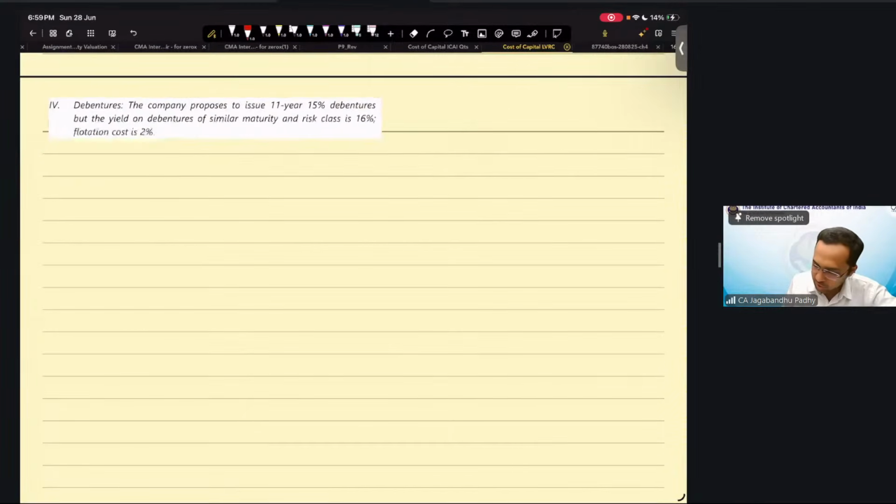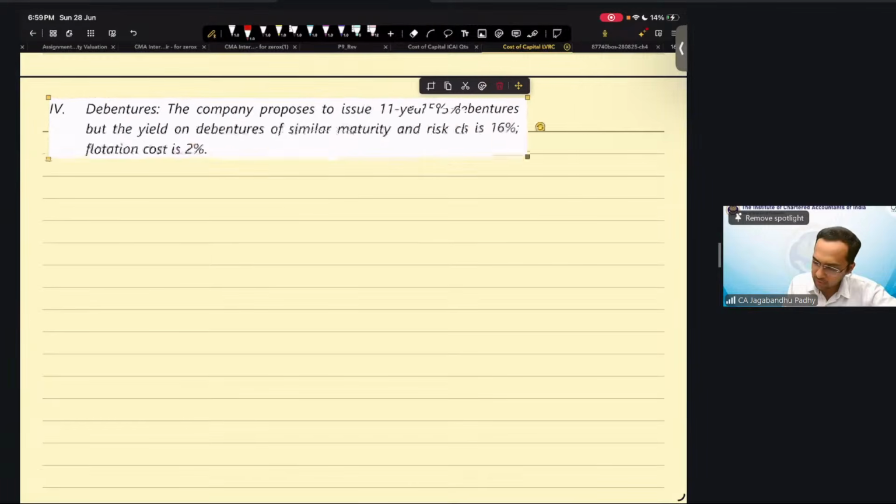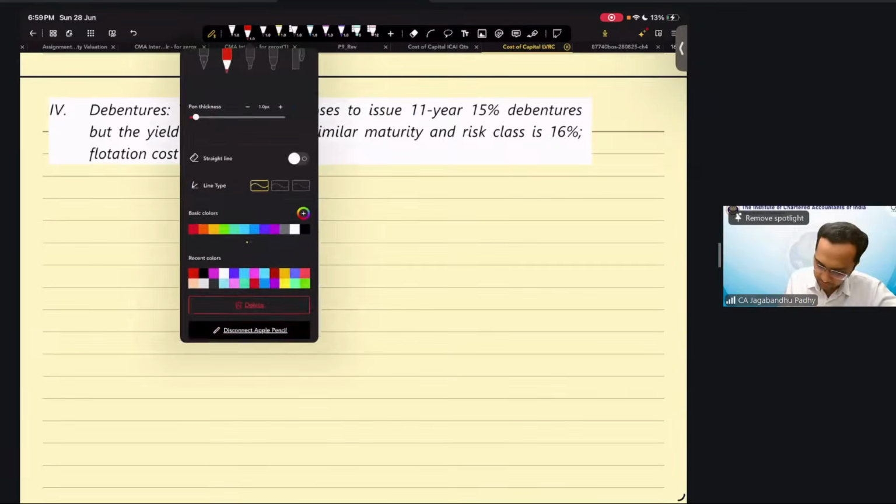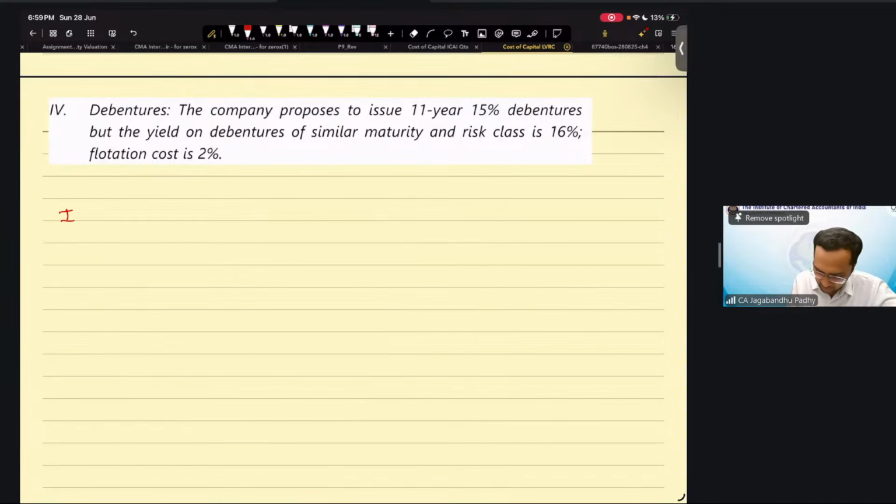So the company proposes to issue 11-year 15% debentures. So we want to issue a debenture which has an interest of 15 rupees, assuming that the face value is 100. N is 11. Yield on debentures of similar maturity and risk class is 16%. Now, where they're saying yield on debentures of similar maturity, I need to calculate what should be the selling price, or instead of saying selling price, I can say what should be the issue price.